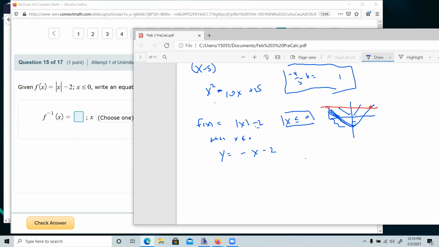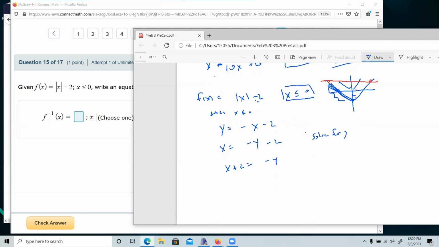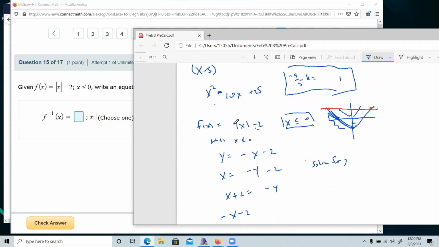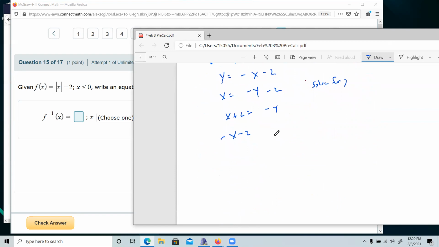All right. So let's go ahead and we're going to replace. So we're going to say this is x is equal to negative y minus 2, and then solve for y. So we have x plus 2 is equal to negative y. So y, that's negative x minus 2. I don't think this is out of the same inverse. Okay, but that's apparently what we're getting here. So y equals negative x minus 2.